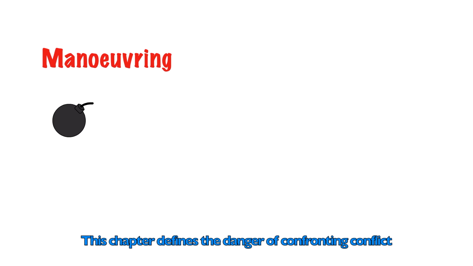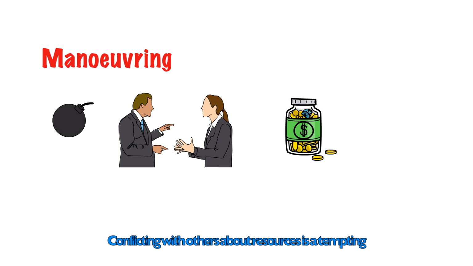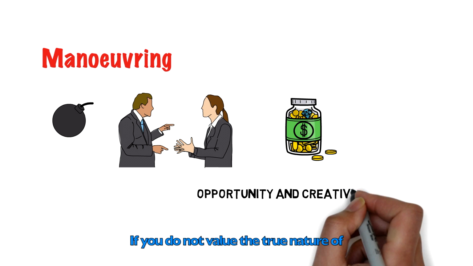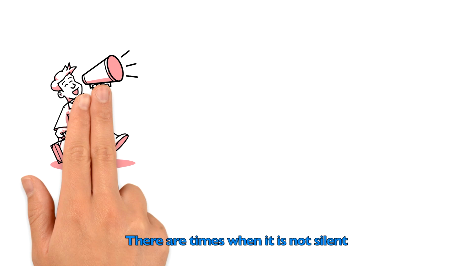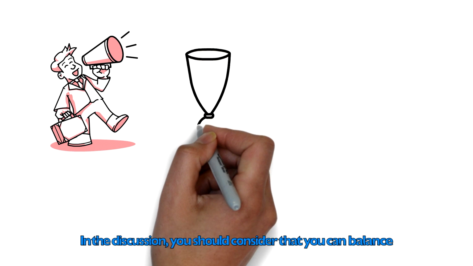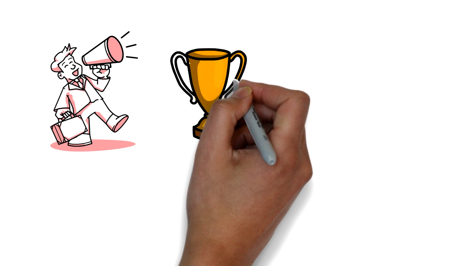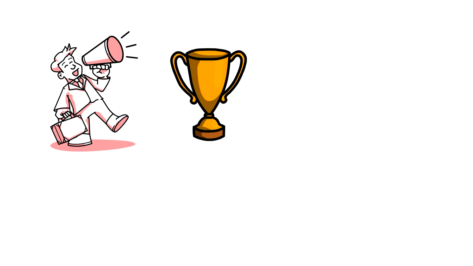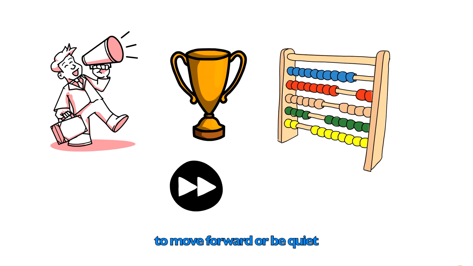Maneuvering. This chapter defines the danger of confronting conflict. Conflicting with others' resources is tempting if you do not value the true nature of opportunity and creativity. However, even if it must be silent, there are times where it is not silent. In the discussion, you should consider that you can balance your rewards in your confrontations. Calculation is a consideration of whether you take action to move forward or be quiet.